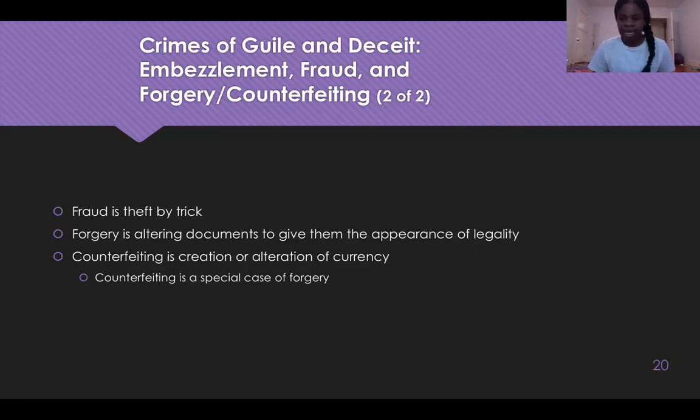Forgery is the creation or the alteration of documents to give them the appearance of legality and validity with the intention of gaining some fraudulent benefit from doing so. And counterfeiting is the creation or altering of currency, and it is a special case of forgery.